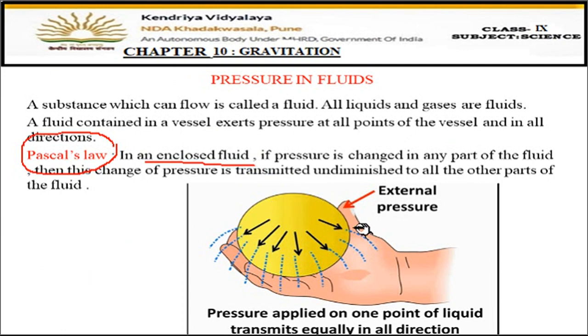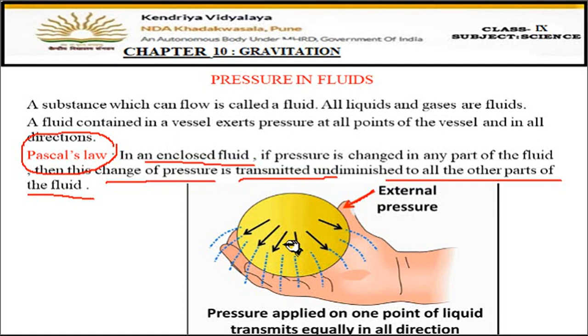Now there is a ball, or you can say it's a container having a circular shape, and a fluid is filled inside it. So in an enclosed fluid, if the pressure is changed in any part of the fluid, then that change in the pressure is transmitted undiminished, means without any change. That pressure will be transmitted to all the parts of the fluid. That means what? Just see the diagram. Here it is shown that external pressure is applied; this is a balloon, you can say, or a ball, and water is filled inside.